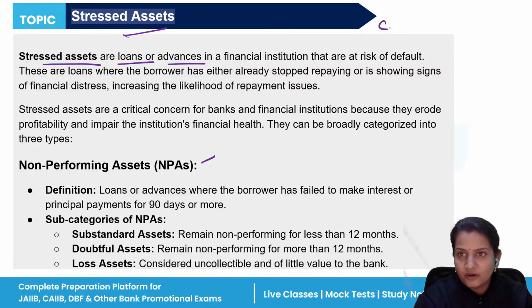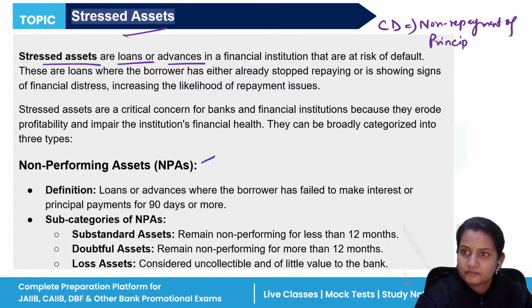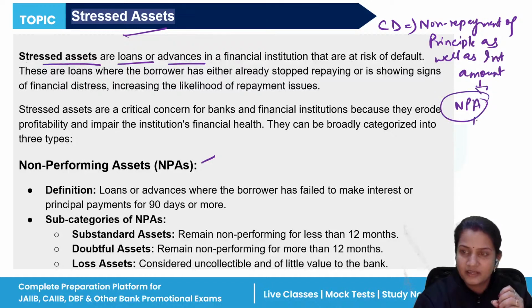So, credit default arises when there is non-repayment of principal as well as interest amount. And this case will develop what? The chances of NPA. The chances of NPA will develop more in such things.